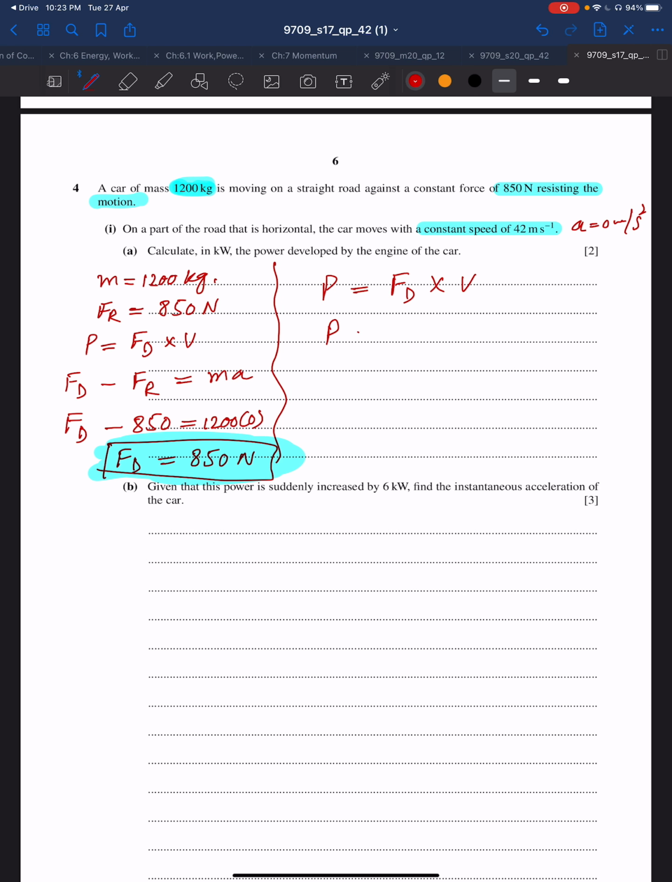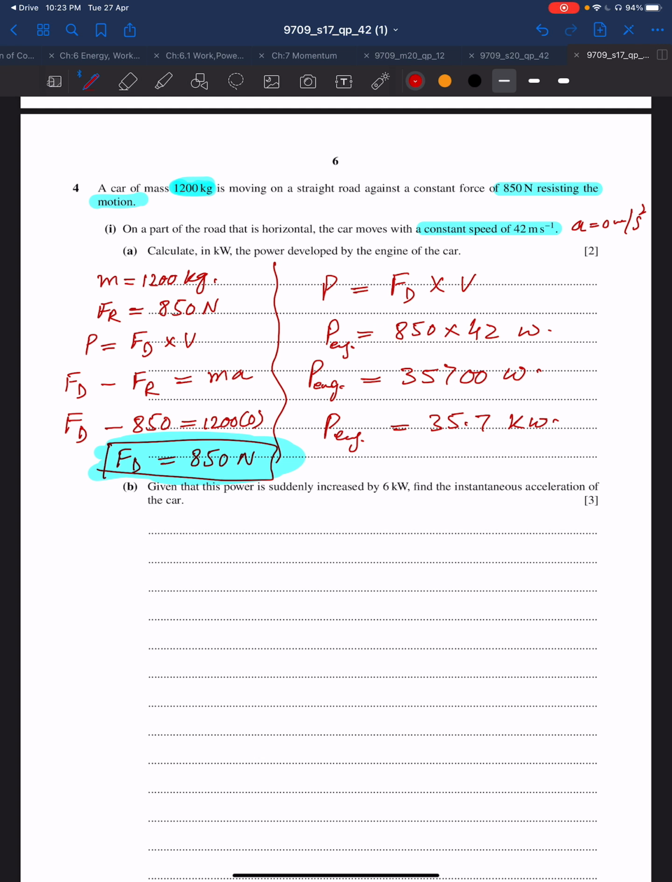So power is equal to driving force into velocity. So power of the engine is equal to 850 into 42 watts. Initially it would be watts, so that would be 35,700 watts. And if you change it, you have to divide it by 1000. So this will become power is equal to 35.7 kilowatt.